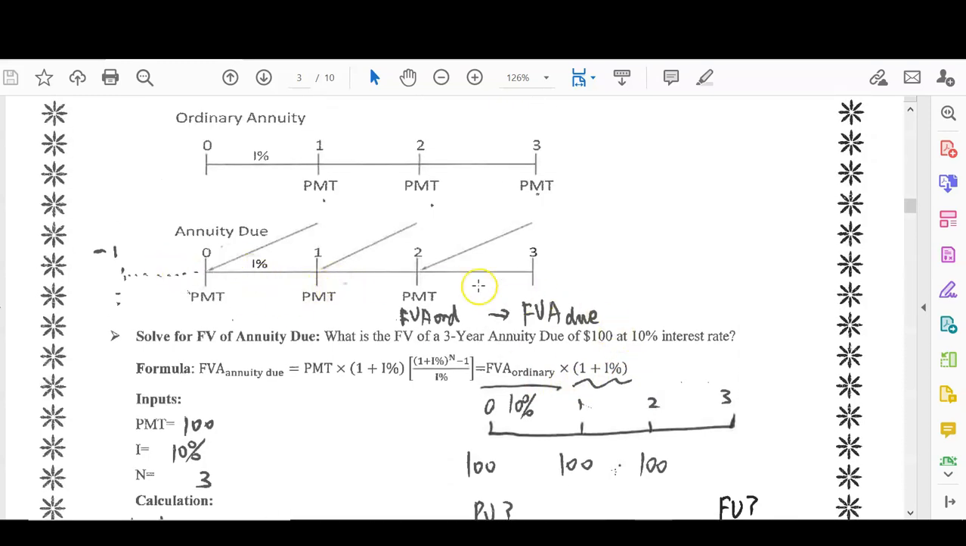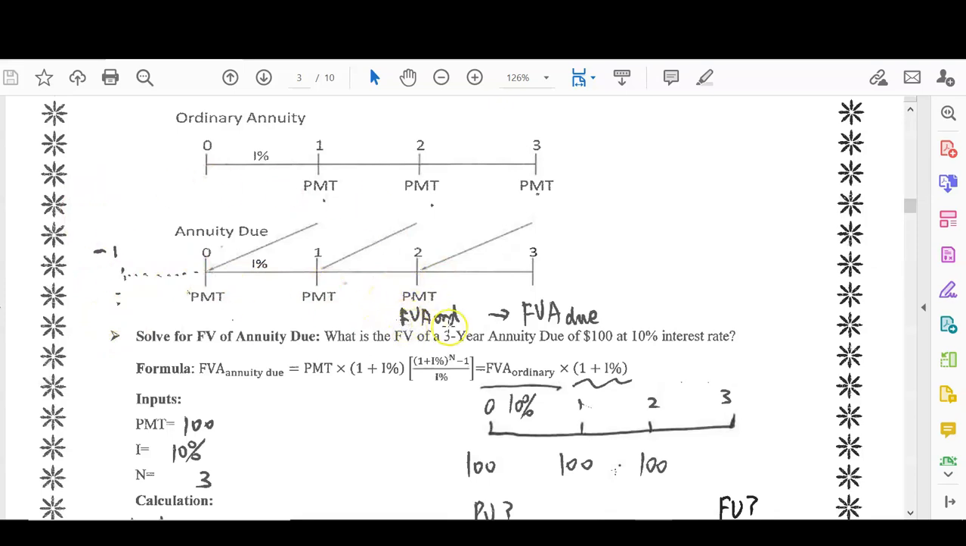Because if we look at this annuity due here, and if we add a timeline that's negative 1 to 0, and if we look from negative 1 to 2, this annuity due becomes an ordinary annuity. If we add 1 period ahead, all these 3 payments which occur in the beginning of each period become at the end of each period for the first 3 periods.